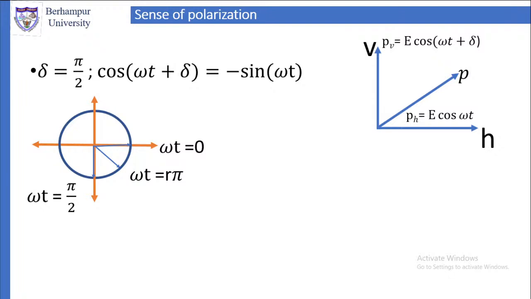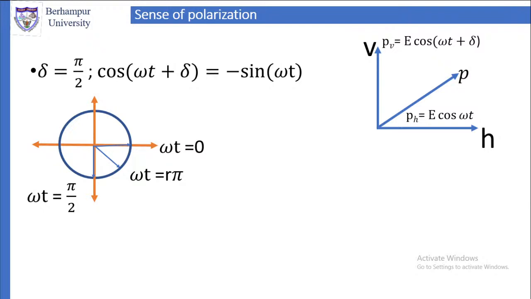So vertical component is 0. We have only the horizontal component, so it will be along the horizontal axis. Look at this circle. Within the circle, we have a blue line which is from the center to the perimeter. You can see a vector or an arrow from the center to the perimeter, a blue line superimposed on the orange line. So that gives us, when omega t is equal to 0, the polarization vector.